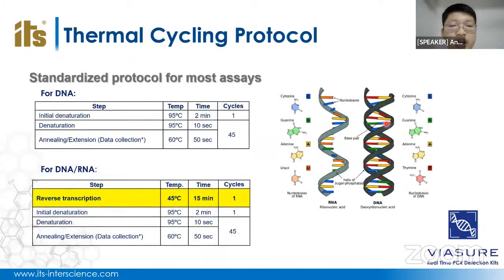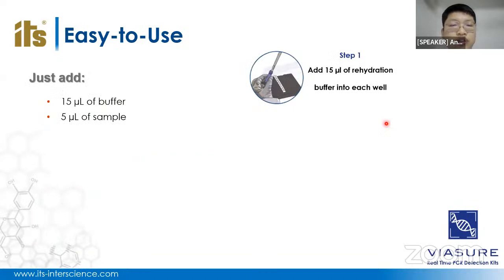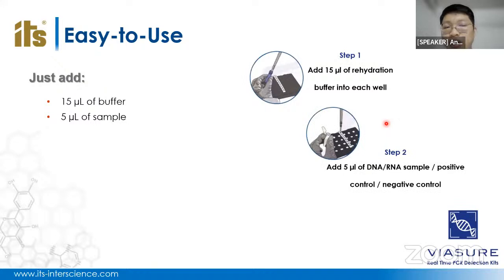And for most of the assays we use a standardized protocol, which means the denaturing and annealing temperatures are all fixed. So you can run different assays at the same time: the gastro panel, the respiratory panel, and the sexual health panel, all in the same run. And how do you use it? Since it's lyophilized, you add 50 microliters of the supplied buffer, and then add 5 microliters of the extracted nucleic acid.